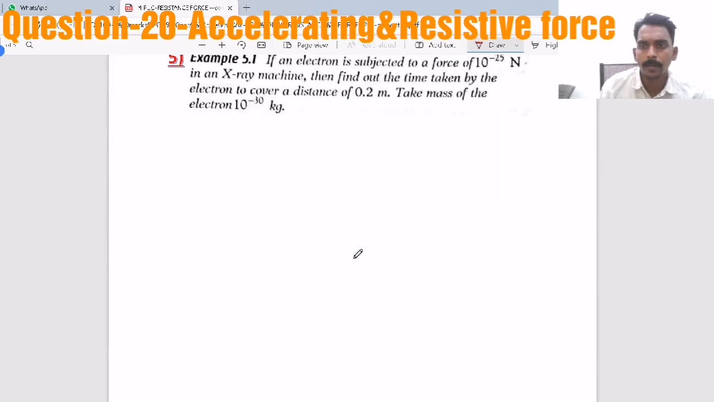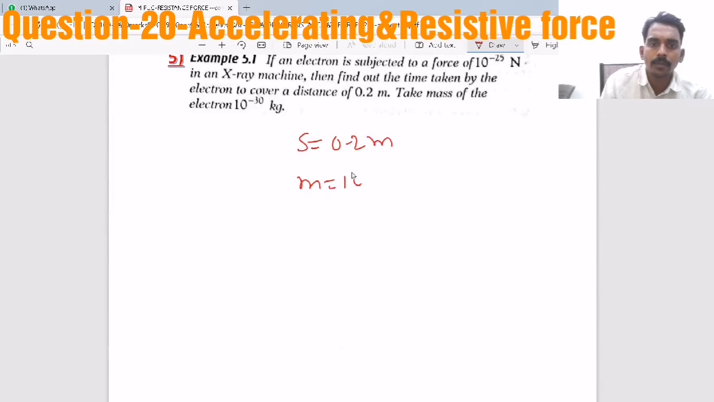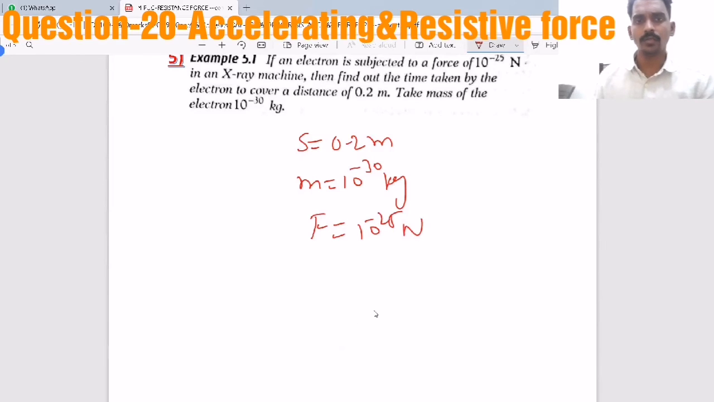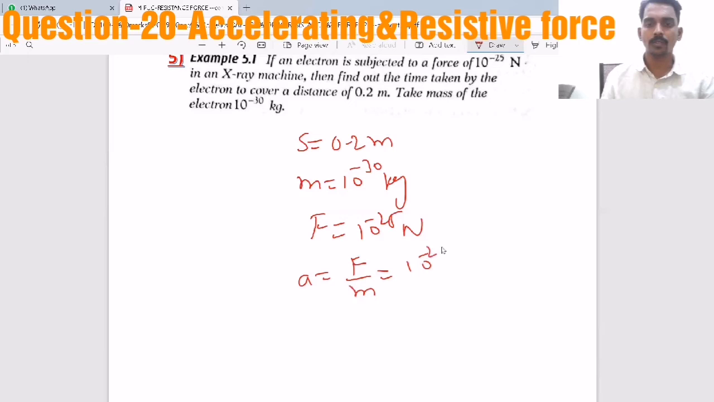Now one last and final question. If an electron is subjected to a force of 10 power minus 25 Newton in an X-ray machine, then find out the time taken by the electron to cover a distance. It should cover a distance of 0.2 meter. Take mass as 10 power minus 30 kg, subjected to a force of 10 power minus 25 Newton. Now find out the time taken by the electron to cover this much distance. First you find acceleration, force by mass. Force is given, also mass is given, 10 power minus 30. So it will become 10 power plus 5.